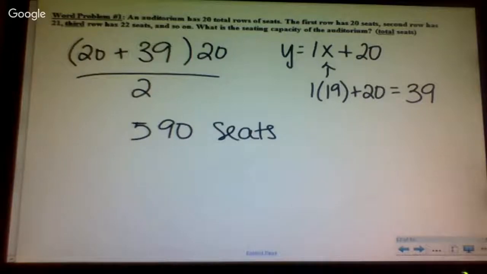I'd say we could go down to our auditorium and do this, but it's not increasing. It's just the same number of seats in every row, so it doesn't really go along with what we're doing.